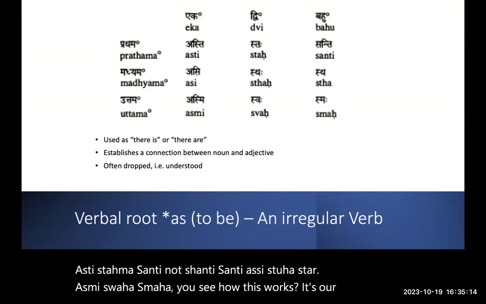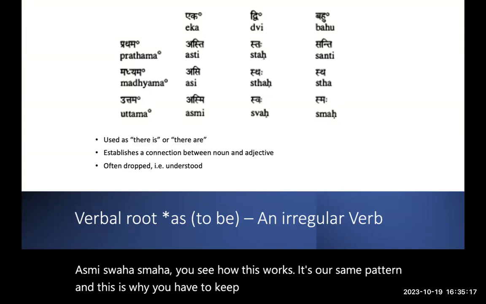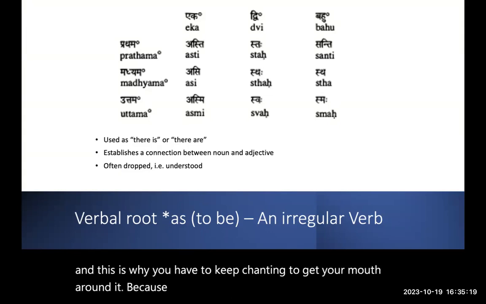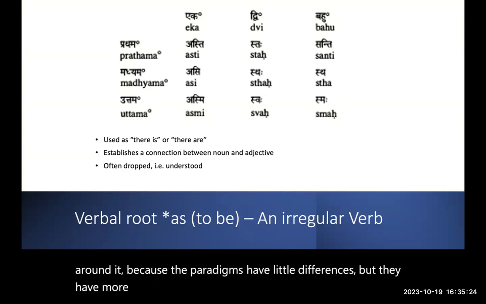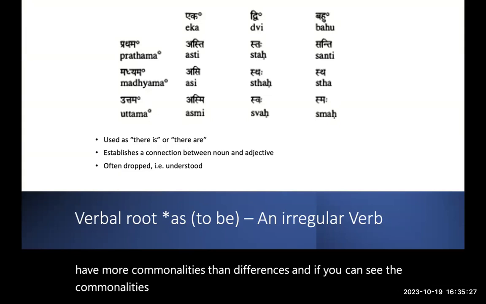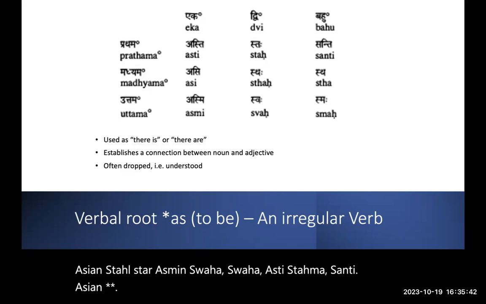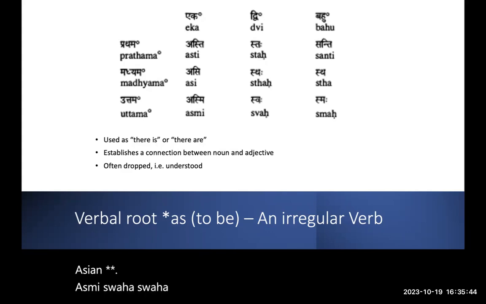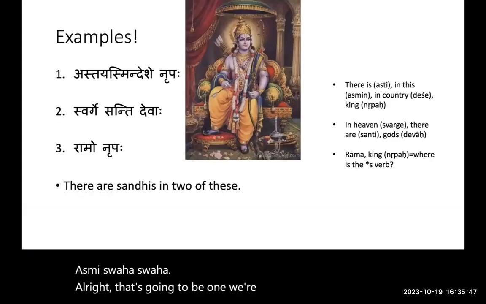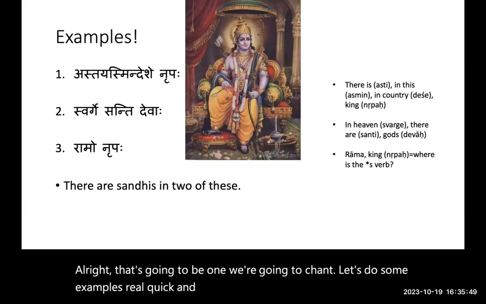It's our same pattern. And this is why you have to keep chanting to get your mouth around it, because the paradigms have little differences, but they have more commonalities than differences. And if you can see the commonalities, I find it's easier to integrate. Asti, staha, santi. Asi, staha, sta. Asmi, swaha, smaha. All right, that's going to be one word to chant. Let's do some examples real quick, and we're going to round out class.